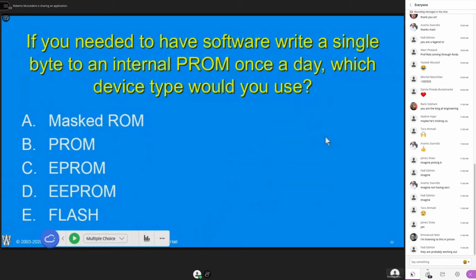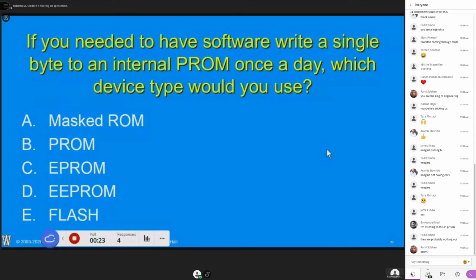Oh, another question. Here we go. All right, I'm not going to give this one away, that's for sure. If you need to have software write a single byte to an internal PROM device once a day, which device type would you use? I'm going to sit back and not say anything. One of the devices we talked about.